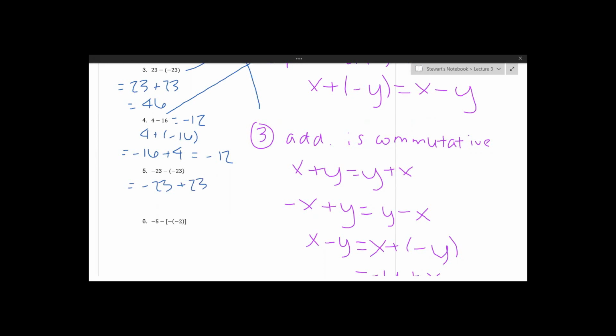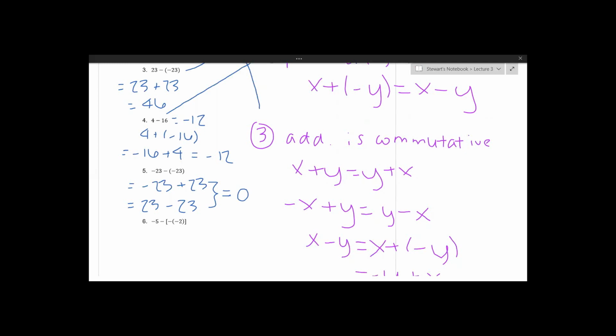If you can see this here, that's great. If you also want to, we can apply rule number 3, the addition is commutative, and say that this is equal to 23 minus 23. Either way you want to look at it, we're going to end up with 0. Because if you count up 23 from negative 23, you're going to end up at 0.